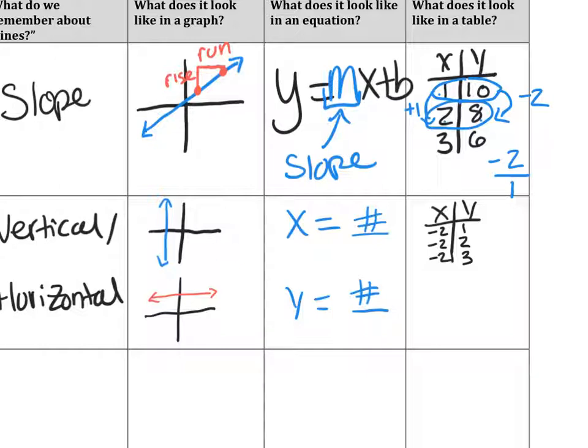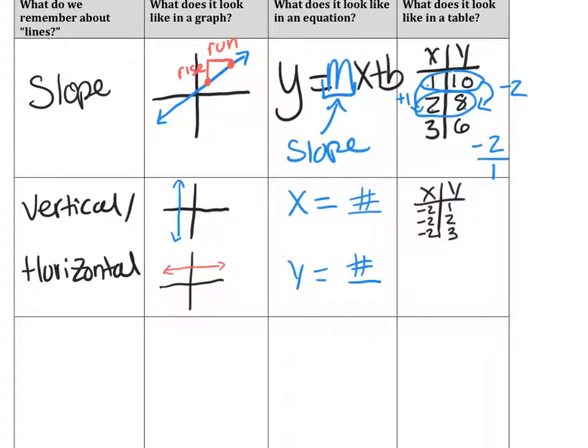Then on the flip side, with our horizontal line, it would be the opposite, where the y value would just be the same, but the x values will change because it's at the same y value the whole time as it goes straight across. So our y values would all be 2, 2, 2, or whatever number it is, and our x values would change.